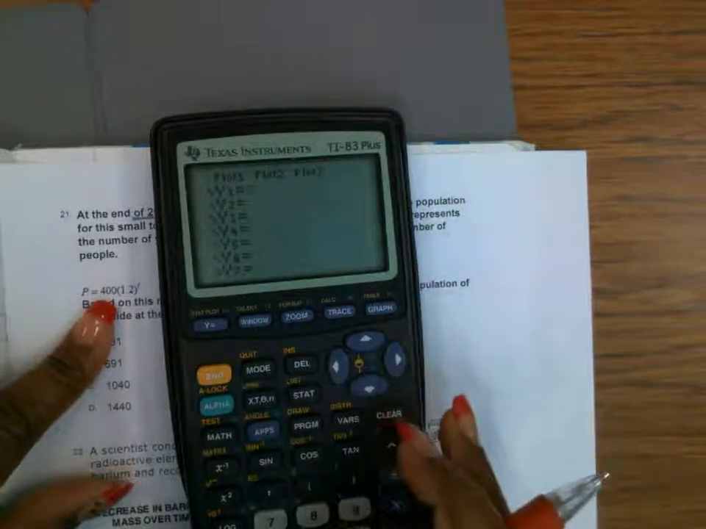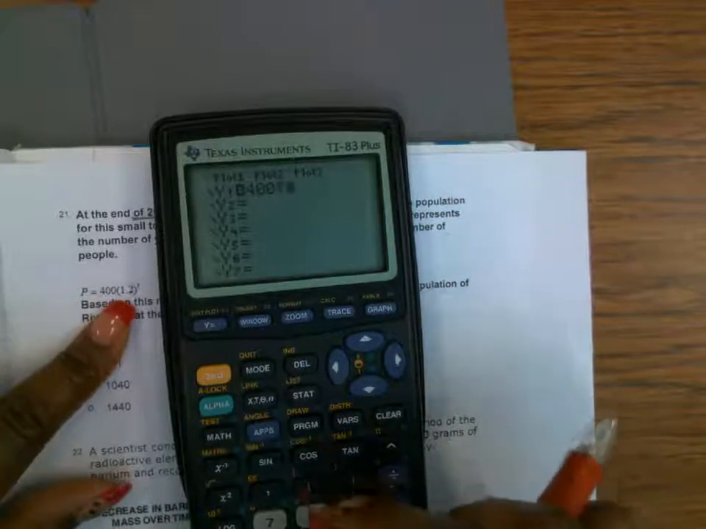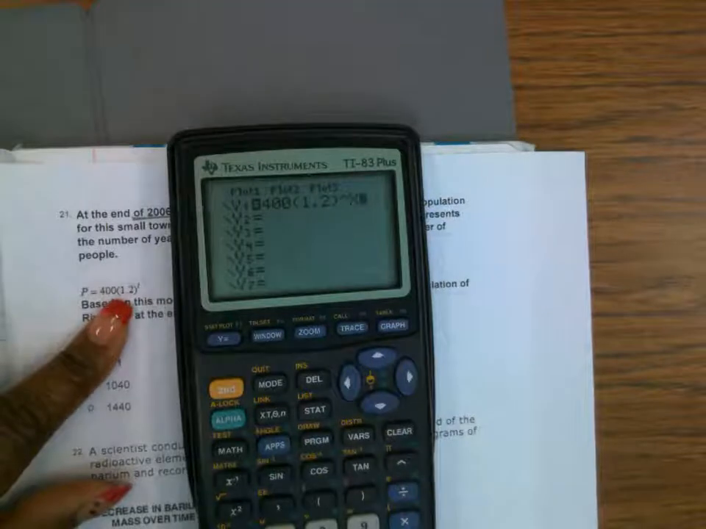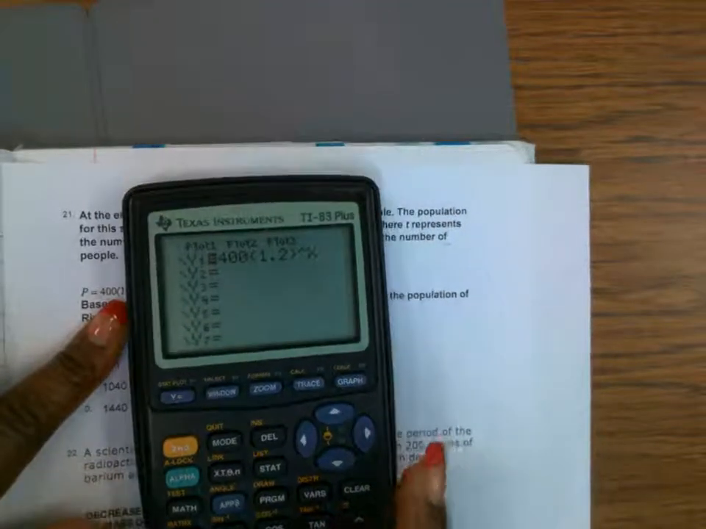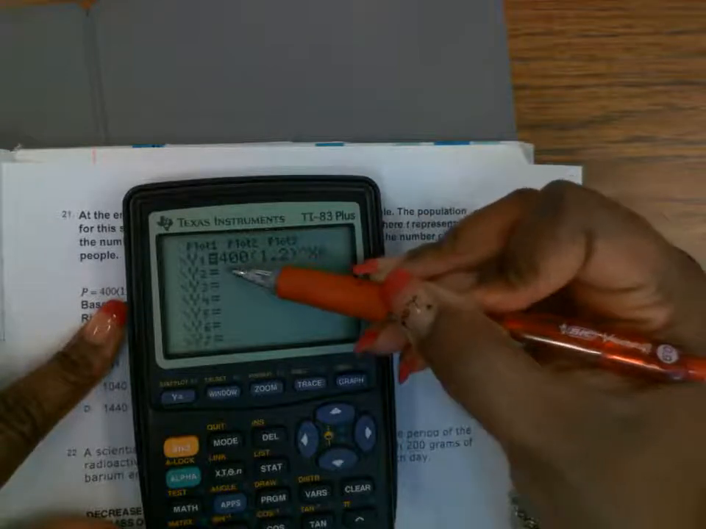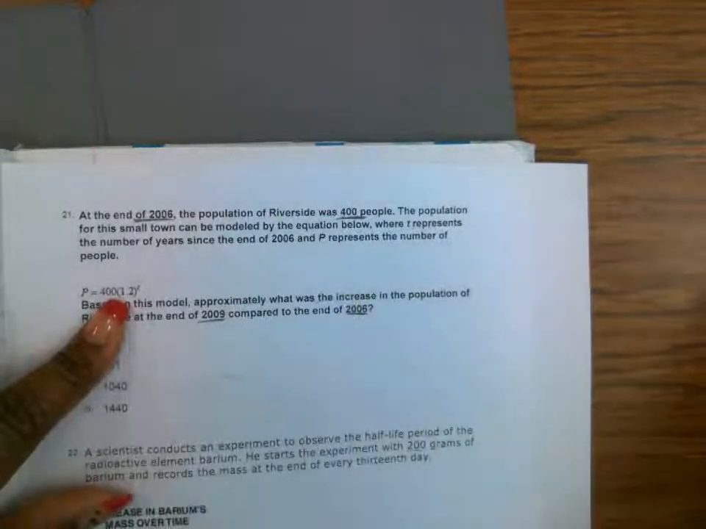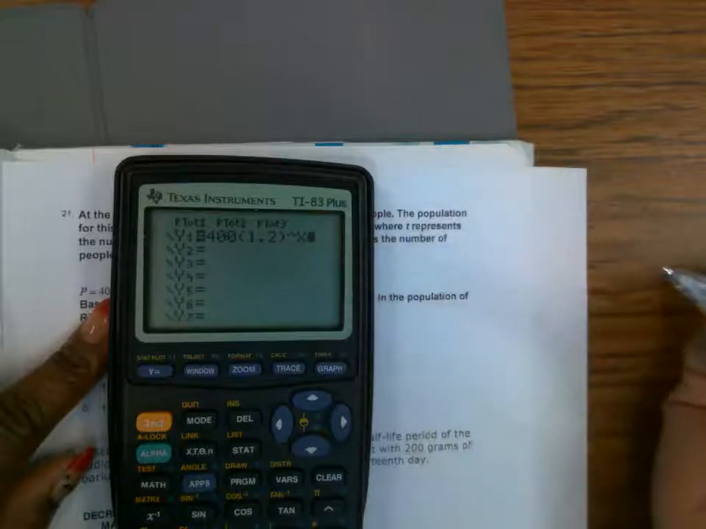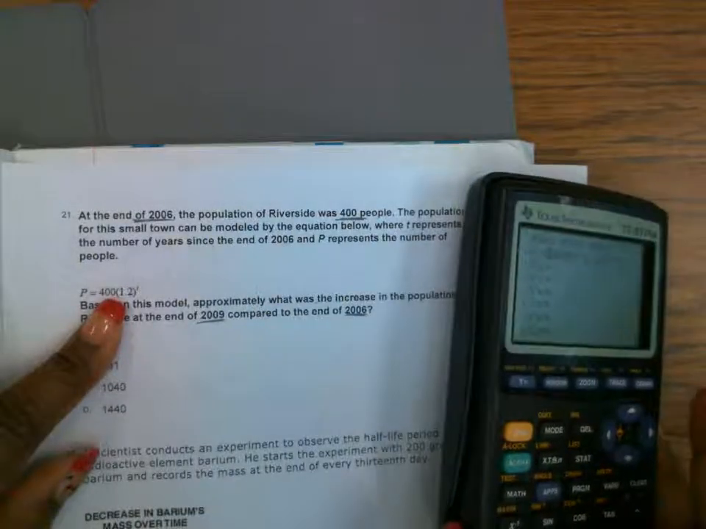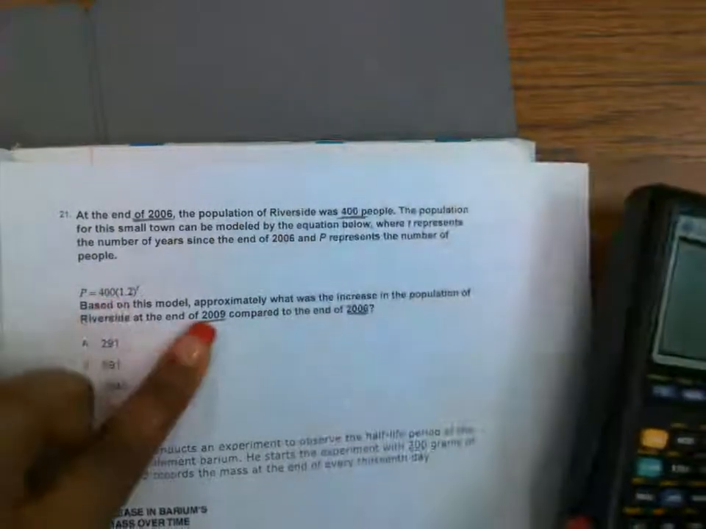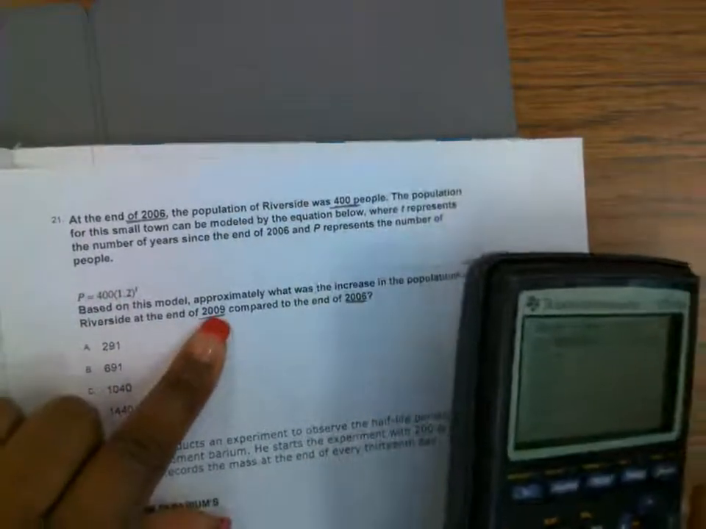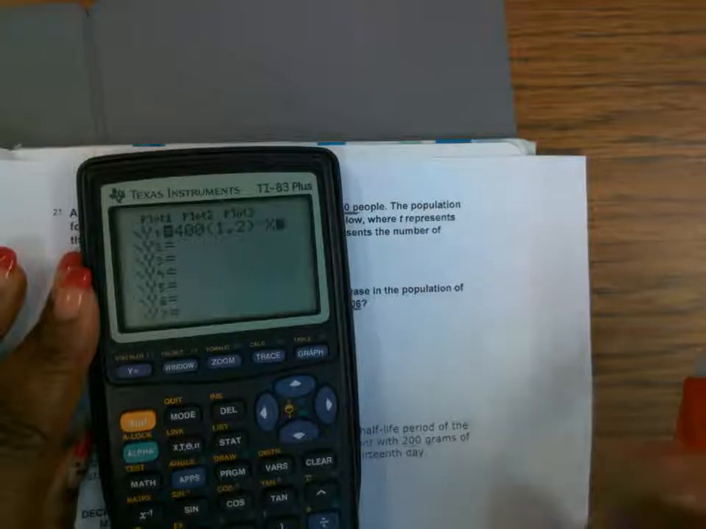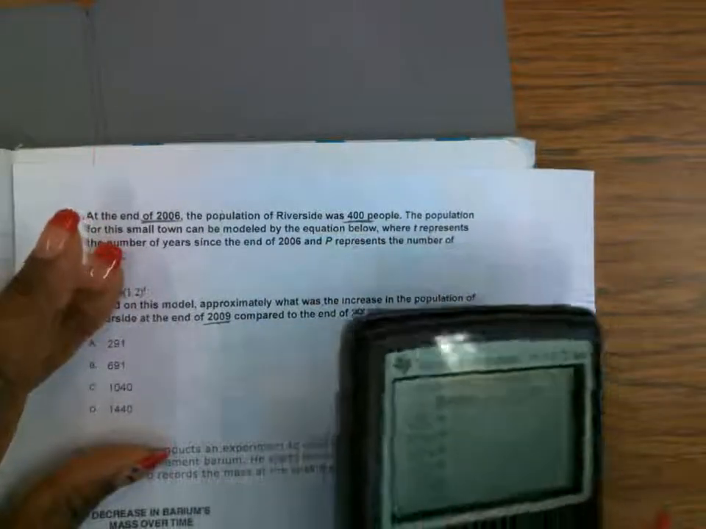Y equals, and we got 400, parentheses 1.2, caret key, X. This right here, 400, is the starting amount of people. Then it's increasing by 20%. So that's how you get 1.2 raised to the X power. Okay. So now if we're comparing the 2 years, let's figure out what it would be in 2009. How many years is it from 2006 to 2009? 3. We really could have just substituted 3 in and called it a day.